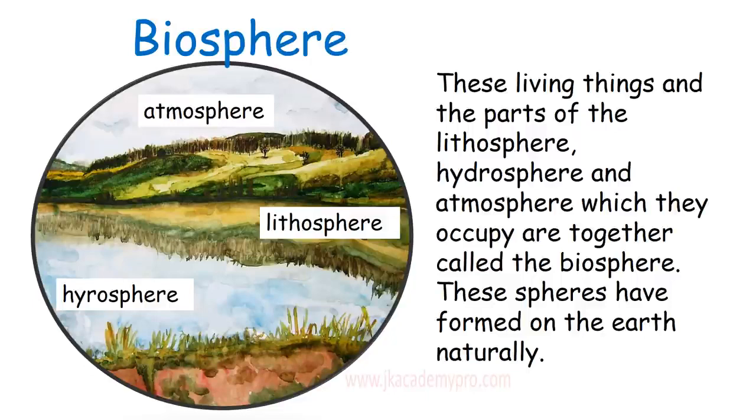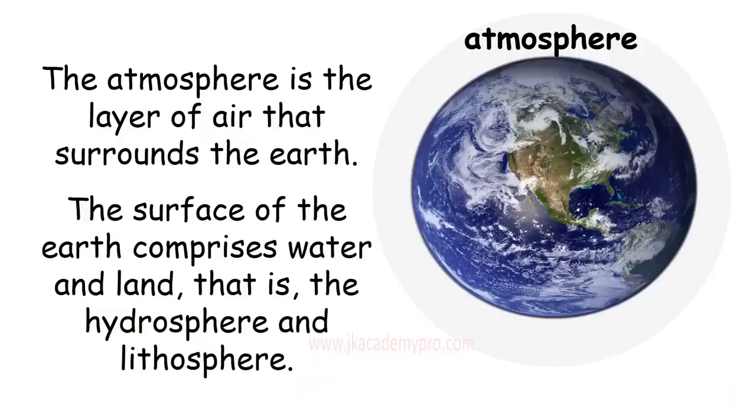What is a biosphere? These living things and the parts of lithosphere, hydrosphere, and atmosphere which they occupy are together called the biosphere. These spheres have formed on the earth naturally. Now, what is an atmosphere? The atmosphere is a layer of air that surrounds the earth.